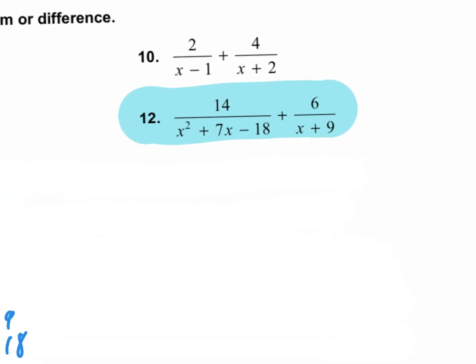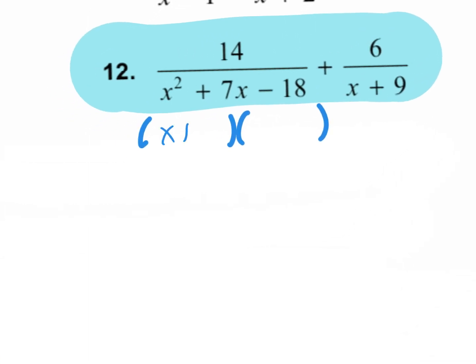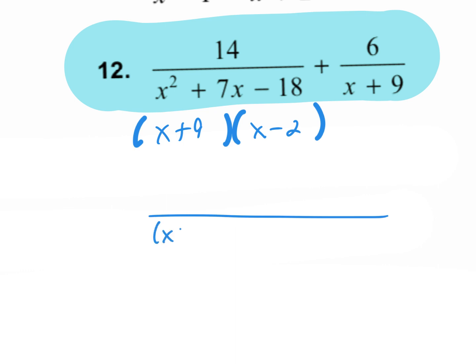All right, let's look at 12. First thing we need to do with our denominators is factor. Good. What are the factors of negative 18 that multiply to give me a negative 18 but add to give me a positive 7? Perfect. X plus 9, x minus 2. So our common denominator would be what? X plus 9 and x minus 2.